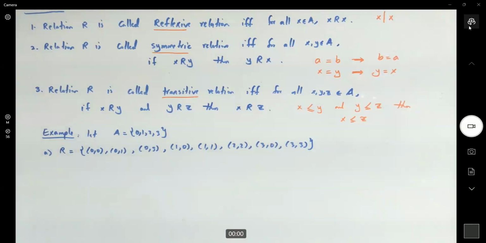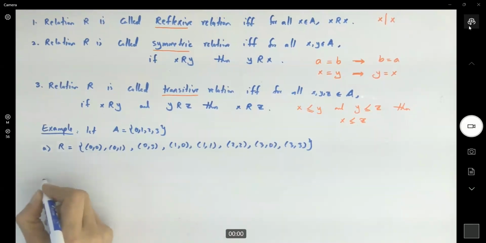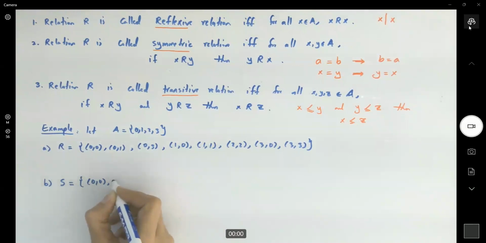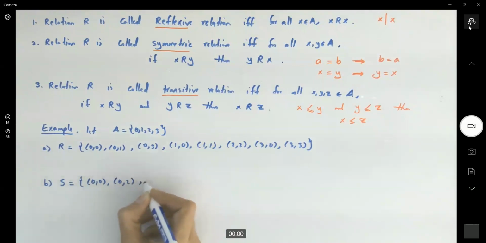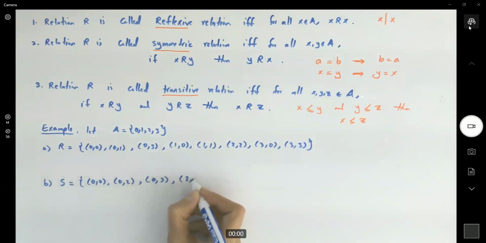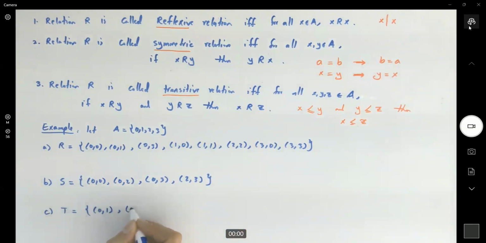This is relation R. Now we're going to define relation S. This relation is defined as (0,0), (0,2), (0,3), (2,3), and your last relation, relation T, has only two members, (0,1) and (2,3).